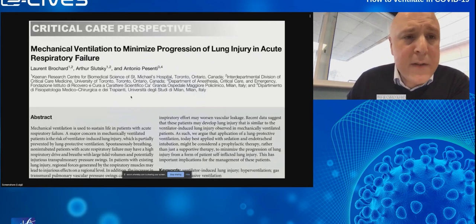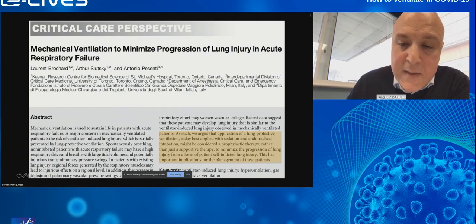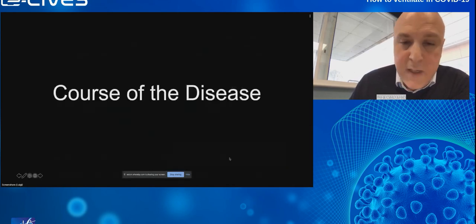And here, this is a perspective where the authors, Laurent Brochard, Slutsky, and Pesenti, clearly say that sometimes lung protective ventilation can be applied almost prophylactically as a supportive therapy to minimize progression of disease. And this brings me to the next point, which is the course of the disease.